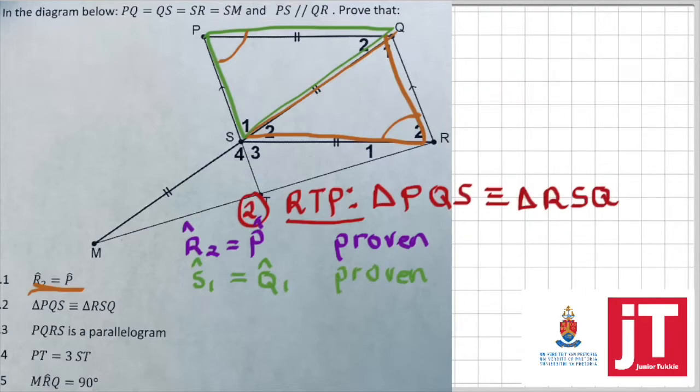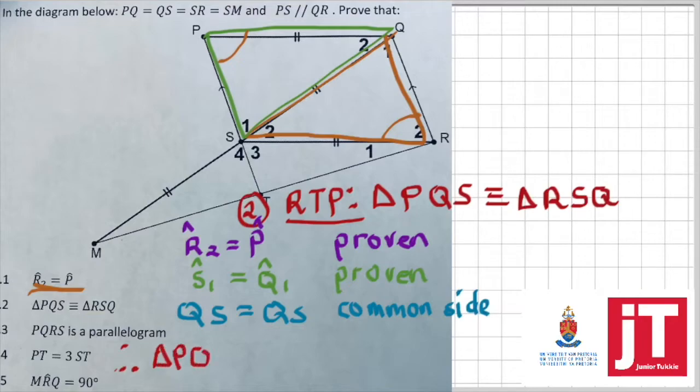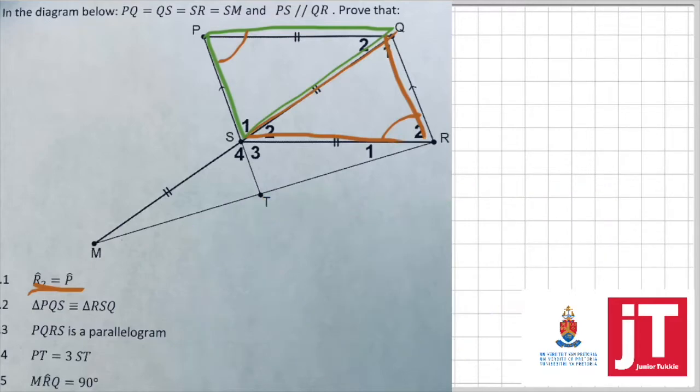But if you look at the two triangles in question, they share the side QS. It's a common side, and therefore I state that QS is equal to QS, and the reason is common side. Finally, you make a conclusion to say, therefore, triangle PQS is congruent to triangle RSQ. The reason for that is side angle angle. We move on to the third question.